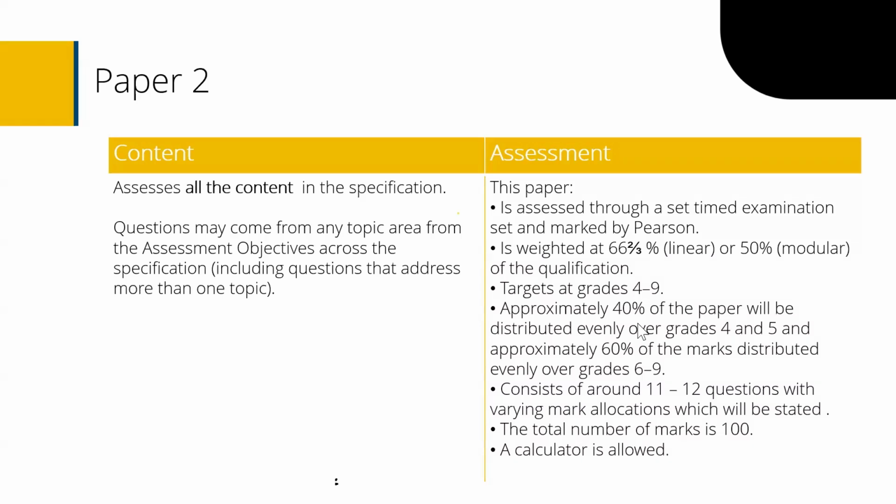Targeted grades are basically 4 to 9, with approximately 20 marks for each of grades 4 and 5, and the remaining 60% split between 6 and 9. It is not ranked in difficulty, and calculators are allowed in this paper as well.